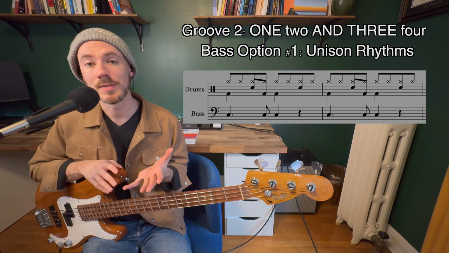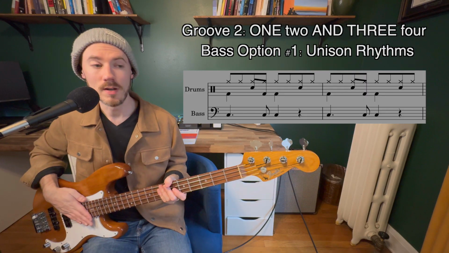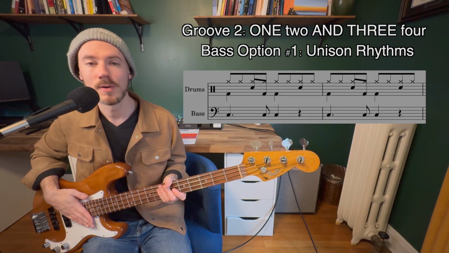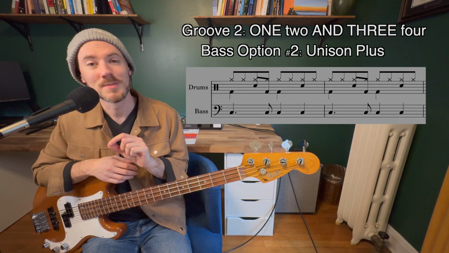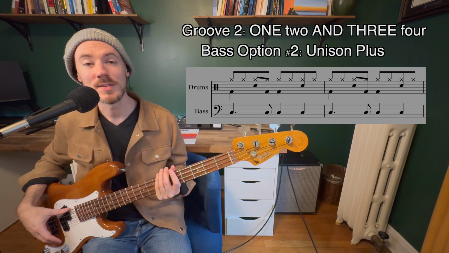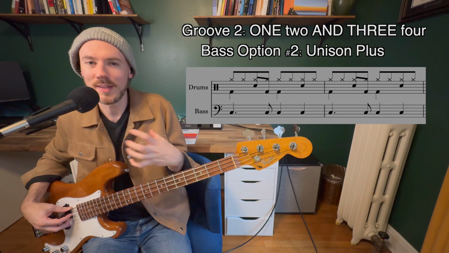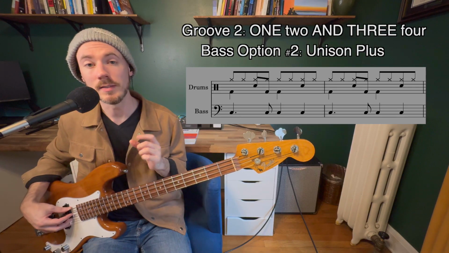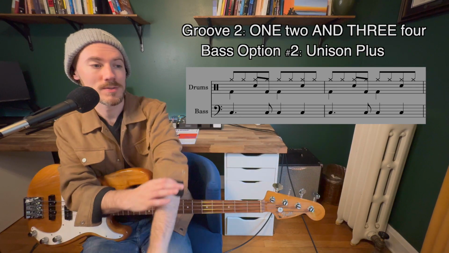There's a true unison, but what's more common over this groove is to do unison plus. What I mean by that is we're still playing the unison, but we're going to add a few notes on the bass, pulling a little bit of the audience's attention back towards us and maybe creating a little bit more of a sense of motion in these chords.